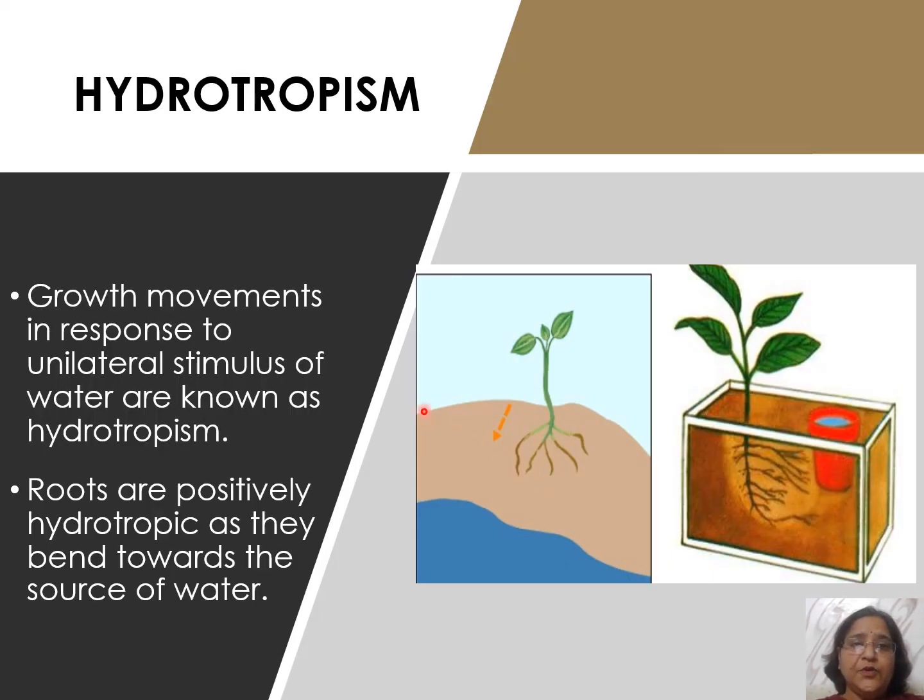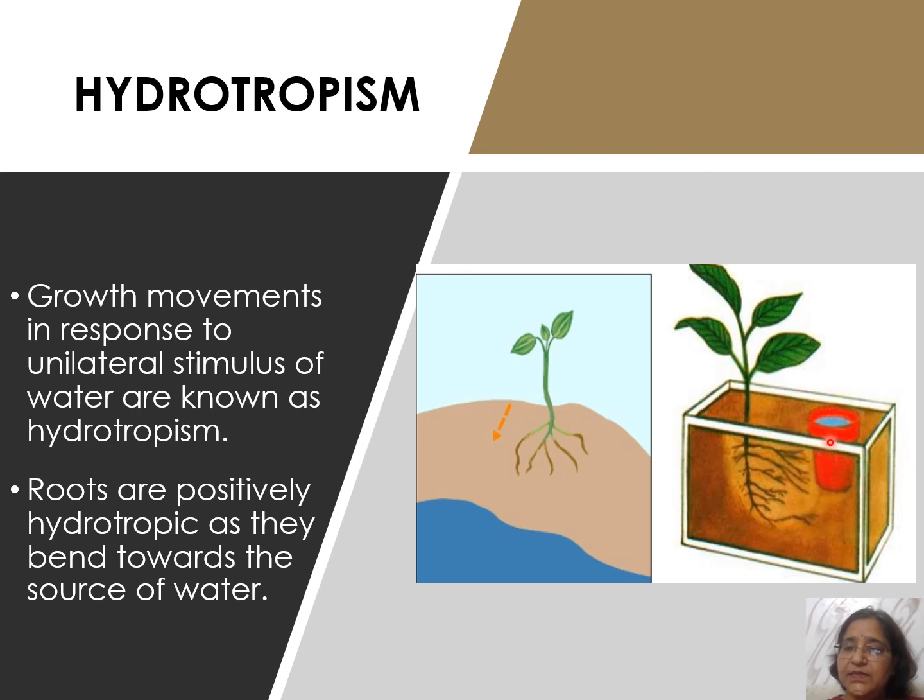Also in hydrotropism, you can see here that hydro means water, tropism means directional movement. This is the plant growing in soil, and you can see that these roots move. This is the water source. These roots move towards the source of water. This is the experiment which you can perform in your labs as well. This is the water source.